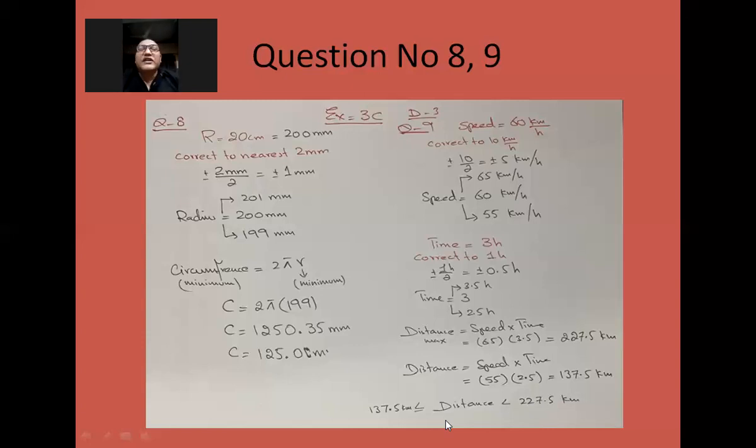In your calculator, if you multiply 2 with pi with 199, you get 1250.35 millimeter. But they want you to answer in centimeters, so divide this by 10. So you will get 125.04 centimeters. So this is approximately 125.0 centimeters. This is how you find the minimum circumference of that tree trunk.